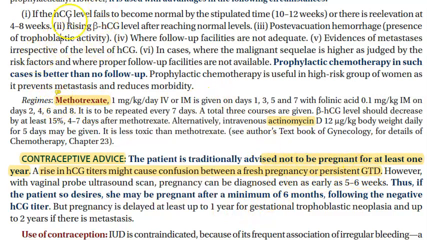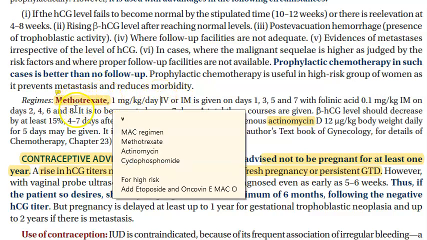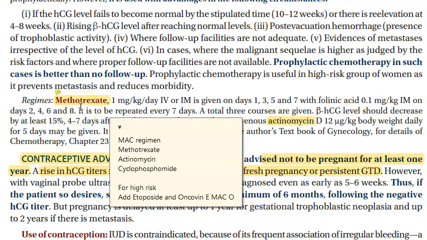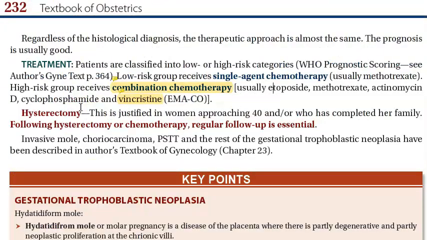Now, remember here, if all this doesn't work, then they have a lot of other treatments like methotrexate, actinomycin, etc. They have a MAC regimen, which is methotrexate, actinomycin, cyclophosphamide. They're talking about chemotherapy here. Then they are adding some E and O also to this MAC. Etoposide is E, and O is vincristine, which they also call Oncovin. So it will be EMA-CO, something like this, okay?